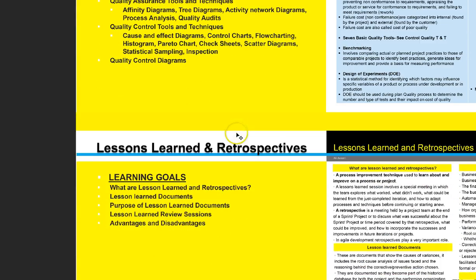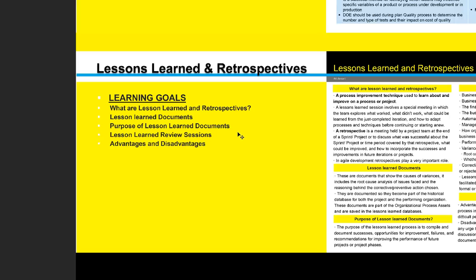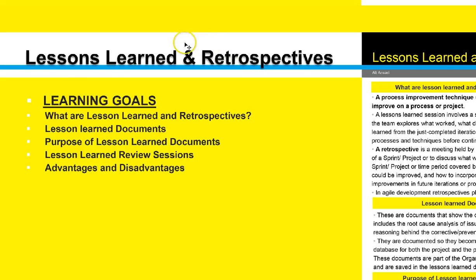Then we finally have the last one, which is the lesson learned and retrospective. Now, the lesson learned are important so that we learn from the mistakes that we have made, so that future projects can avoid those mistakes. So we have to do lesson learned. In fact, the whole team does lesson learned, and we have to make sure it is documented for future projects. So what are the lesson learned and retrospectives? Lesson learned documents, the purpose of lesson learned documents and why we need them, lesson learned review sessions, and advantages and disadvantages of lesson learned.